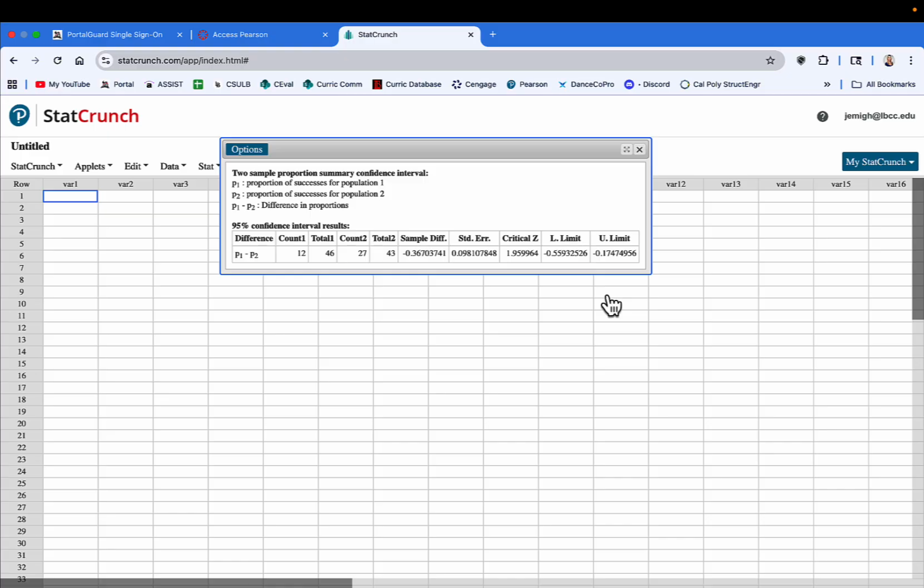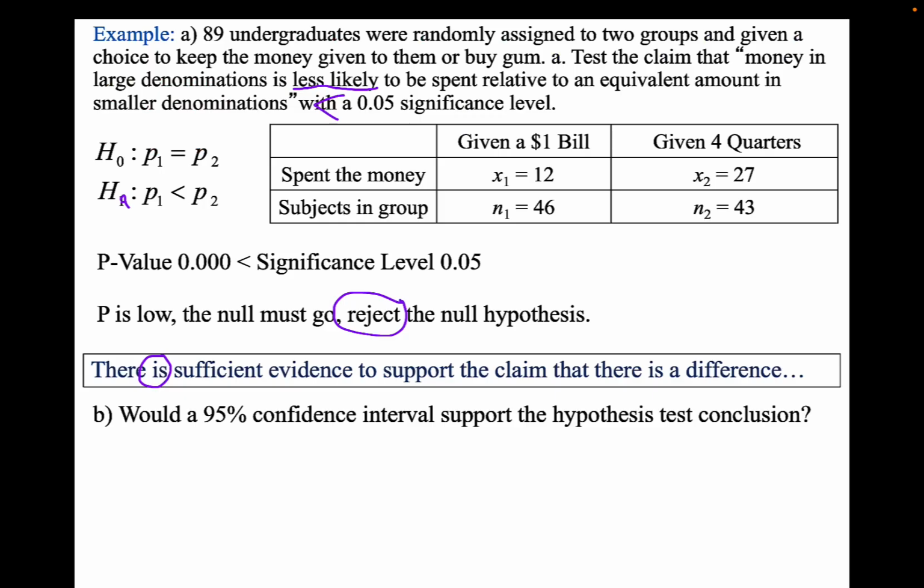Okay, both of these are negative. Lower limit, negative 0.559, however many decimals requested. Upper limit, negative 0.175. Okay, I'm going to write those limits in interval notation. So opening parentheses, I put the lower limit, comma, and then we put the upper limit and we close with parentheses. These are the same sign.